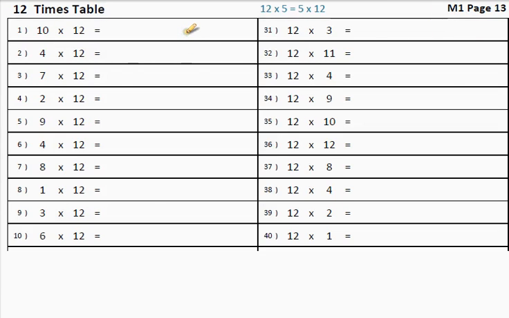Now I just give you here a mixture of your 12 times table. So if you say 10 times 12, you can say 1 times 12 is 12 and I add a 0. 4 times 12. What is that going to be? It's going to be 4 times 10 is 40. 4 times 2 is 8. In other words, 48.